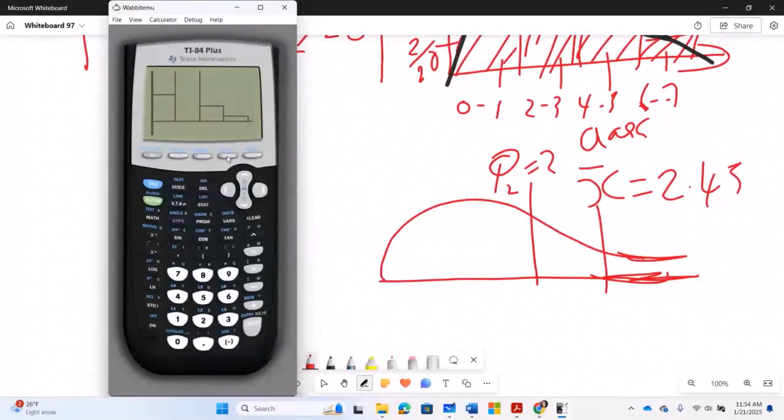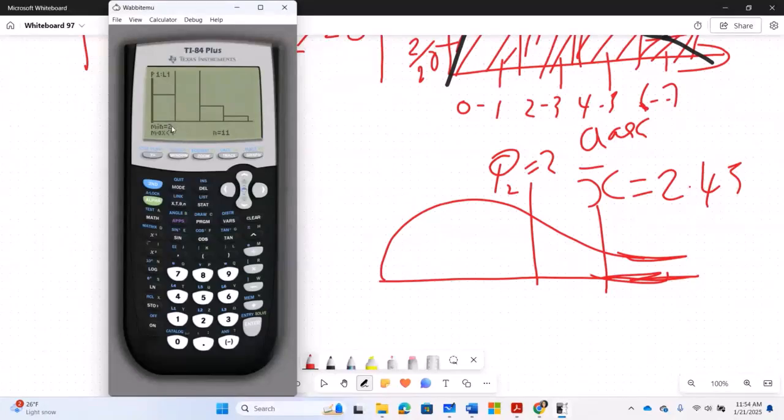frequencies. If I push trace now, it tells me that the first class starts from 0 to 1, and the frequency is 5. See, I can actually ask my calculator. But you know, we did it by hand. But anyway, I'm trying to tell you that it can actually do everything with your calculator. If I arrow to the right, it gives me that the frequency of the second class is 11.